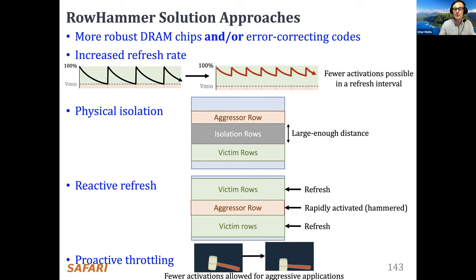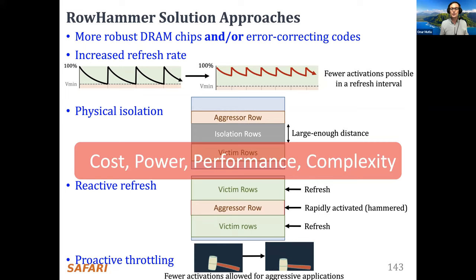Reactive refresh actually is a commonly employed solution by the manufacturers also internally. You detect some rapidly activated rows and refresh adjacent rows, if you're getting closer to RowHammer vulnerability, let's say. And this paper introduces an efficient proactive throttling mechanism. Basically, if you can somehow figure out which rows are activated, which rows are being hammered, you can reduce the activation rate to those rows by throttling them in the memory controller. So I think these are actually very interesting solution directions, but there is a huge cost, power, performance, and complexity space that I don't have time to cover, but this work tries to take a crack at this.